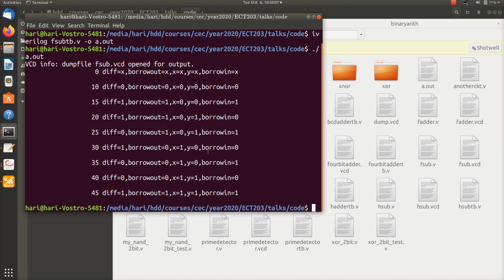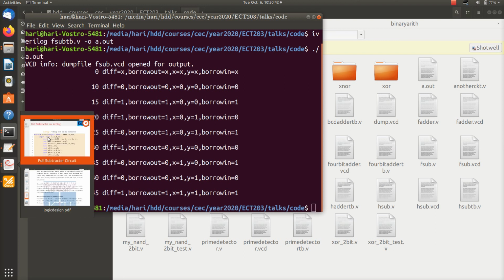Now here it is 1 0 0. It's 1 minus 0 minus 0. The difference is 1 and the borrow out is 0. Then I have 1 0 1. Again it is 1 minus 1. The difference is 0. Borrow is 0. Here it is 1 1 0. It is 1 minus 1, so the difference is 0 and the borrow is 0. Here it is 1 1 1, the last case. Here it is 1 minus 1 is 0, 0 minus 1, the difference is 1 and the borrow is 1. So that means the device is working correctly in Verilog. Well, let me go back to my presentation.